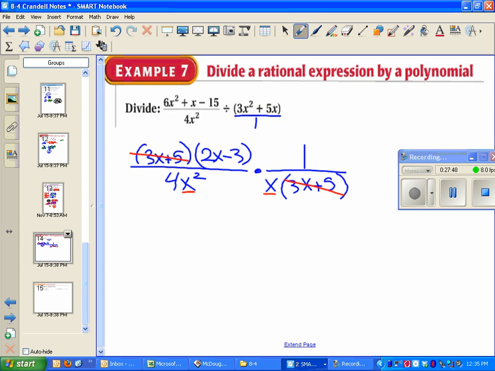So I just squish together what I have. So let's see, 1 times 2x minus 3 is just 2x minus 3. And 4x squared times x is going to be 4x cubed. And that's all I can do. I can't reduce 2 and 4. I can't reduce x's because I don't have any more factors. So I am done there.